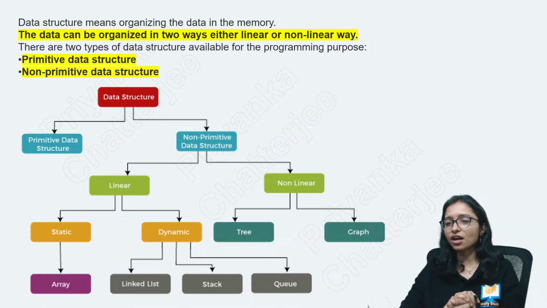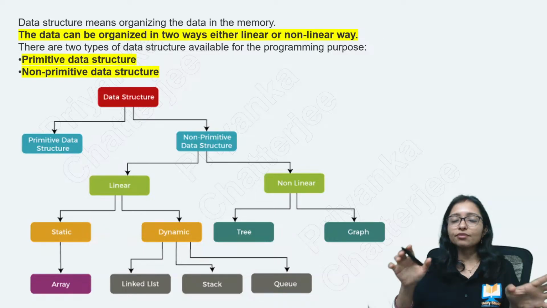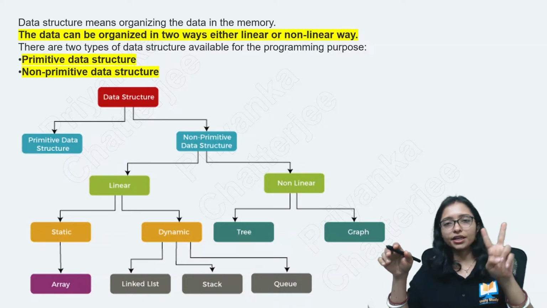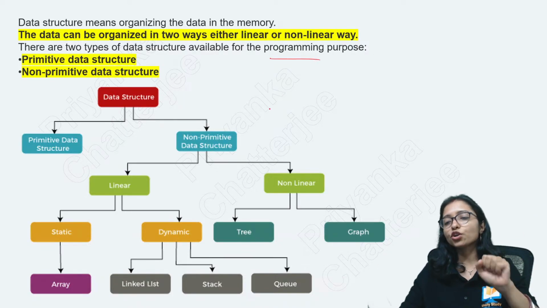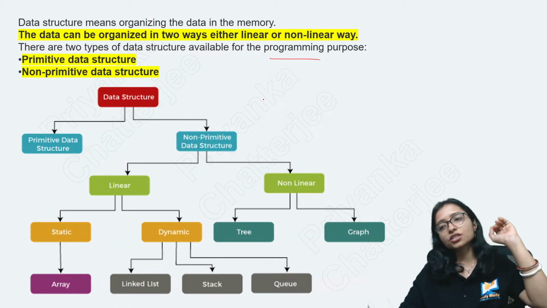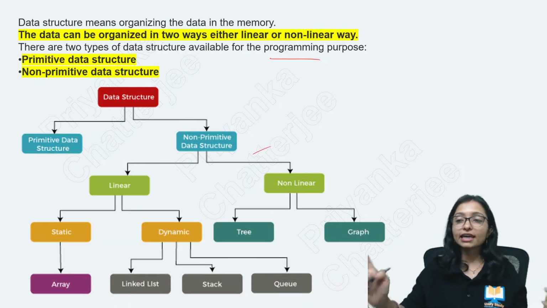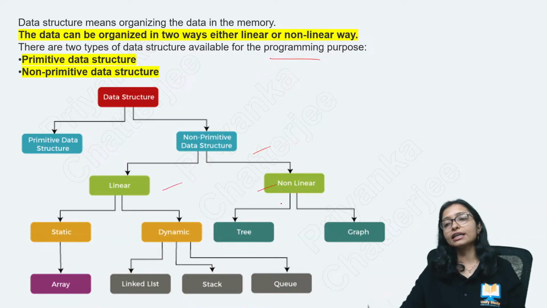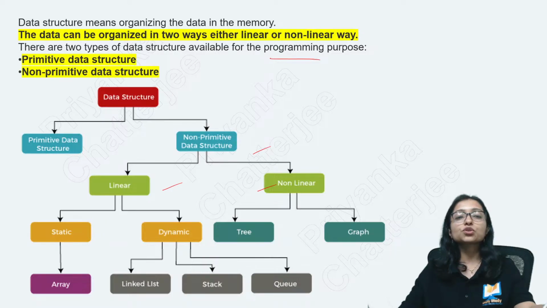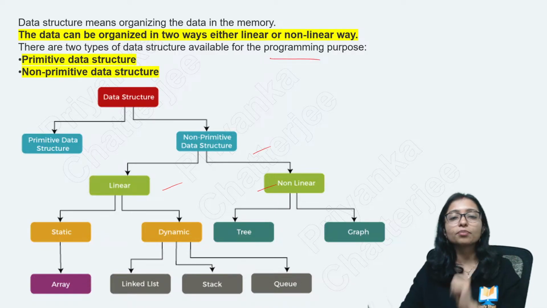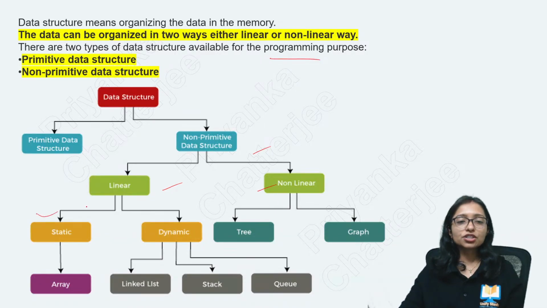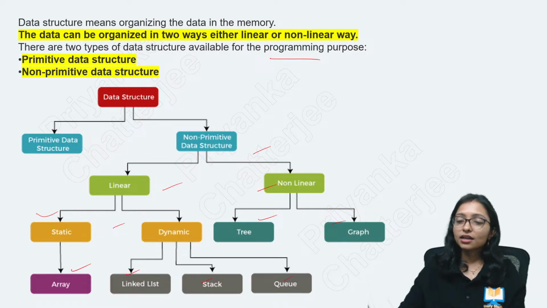Now come to data structure. In data structure, we are dividing the data structure into linear and non-linear, two ways, and another way also, for programming purpose, primitive and non-primitive. So primitive data structure and non-primitive data structure. Non-primitive is again divided into linear and non-linear. Multiple times questions are coming: which one is a linear data structure? Here also students are making mistakes. Basic questions are also important, right? So linear data structure is static, dynamic. Non-linear is tree and graph. So here array, linked list, stack, queue, everything is coming under dynamic.